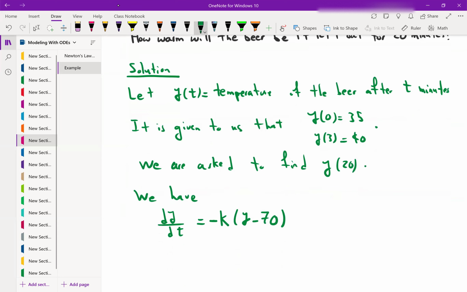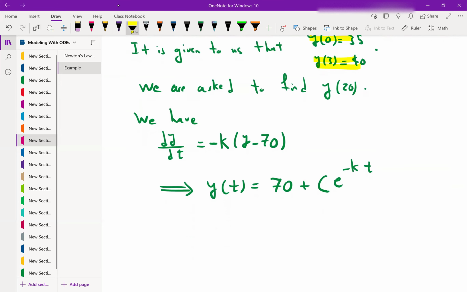So what is the solution? I just solved this for you. We noticed that if we solve this, the solution will be y of t equals T naught, the temperature of the room, plus C e to the negative kt. This is the general solution to this equation. At this stage, I don't know what C and k are. I'm going to use the pieces of information that are given to me to determine C and k. Once I have C and k, I can compute y at 20, after 20 minutes.